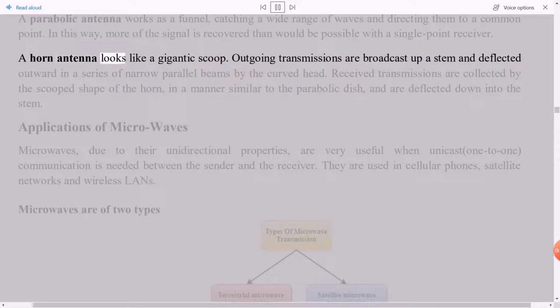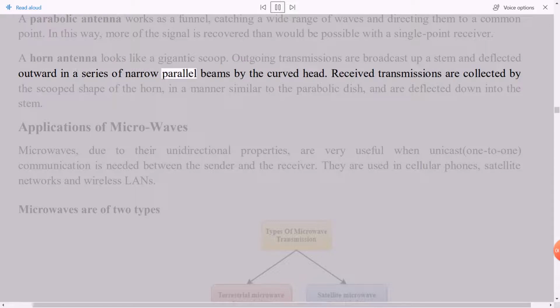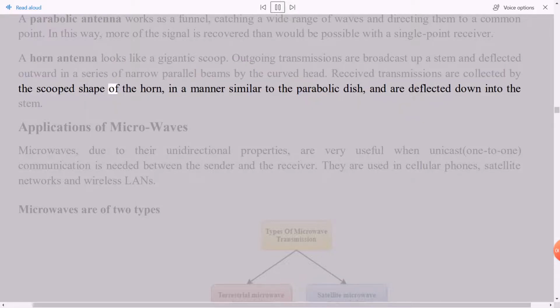A horn antenna looks like a gigantic scoop. Outgoing transmissions are broadcast up a stem and deflected outward in a series of narrow parallel beams by the curved head. Received transmissions are collected by the scooped shape of the horn, in a manner similar to the parabolic dish, and are deflected down into the stem.